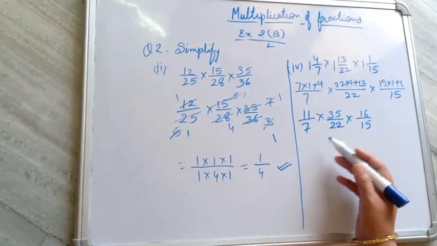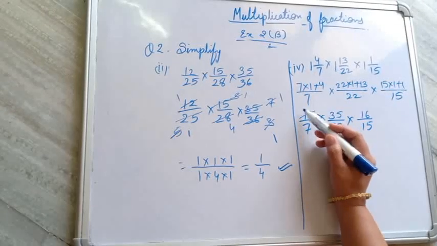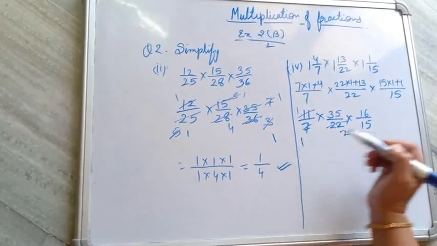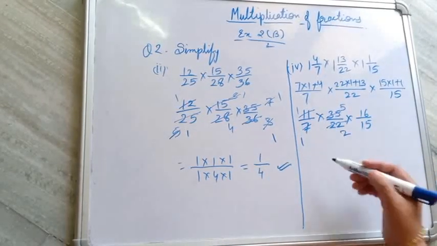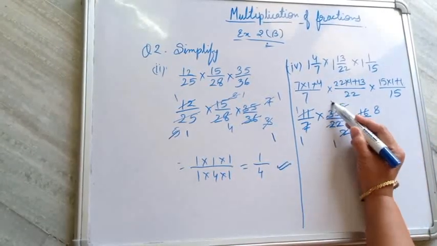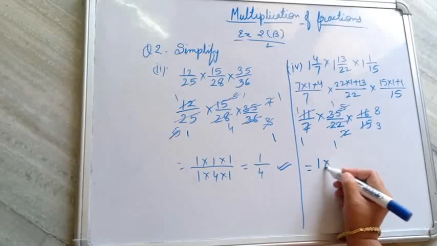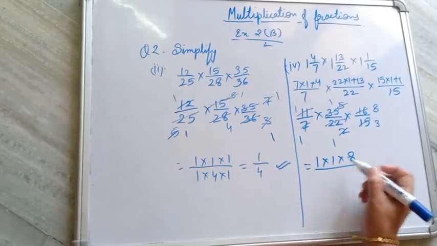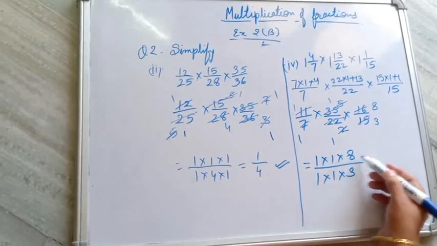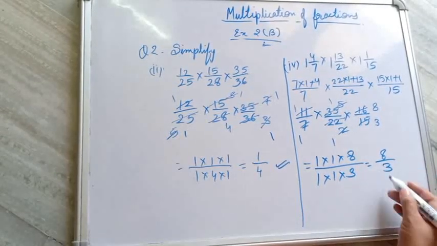Now cancel those which can be cancelled, like 11 1s are 11, 11 2s are 22. 7 1s are 7, 7 5s are 35. 2 1s are 2, 2 8s are 16. 5 1s are 5, 5 3s are 15. So here only 1 into 1 into 8, and denominator 1 into 1 into 3. So 1 into 1 is 1, 1 into 8 will be 8. 1 into 1 is 1, 1 into 3 will be 3. So it will be 8 by 3.